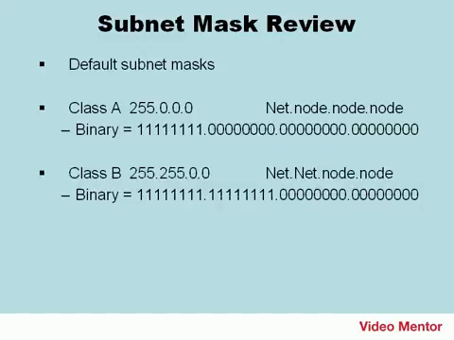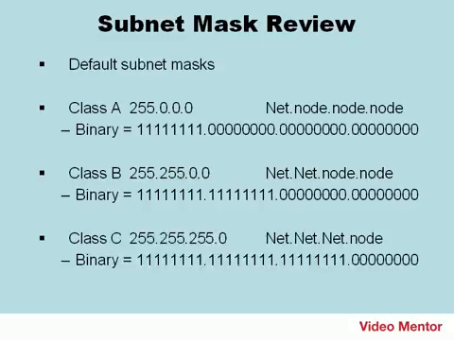Class B default is 255.255.0.0, so the first two octets deal with the network portion, and the last two deal with the node portion. In binary, we have 16 ones and 16 zeros. And Class C, 255.255.255.0, the first three octets deal with the network portion, and the last octet deals with the node or host portion. And in binary, we have 24 ones and 8 zeros, and this is suitable for small networks with a small amount of computers.